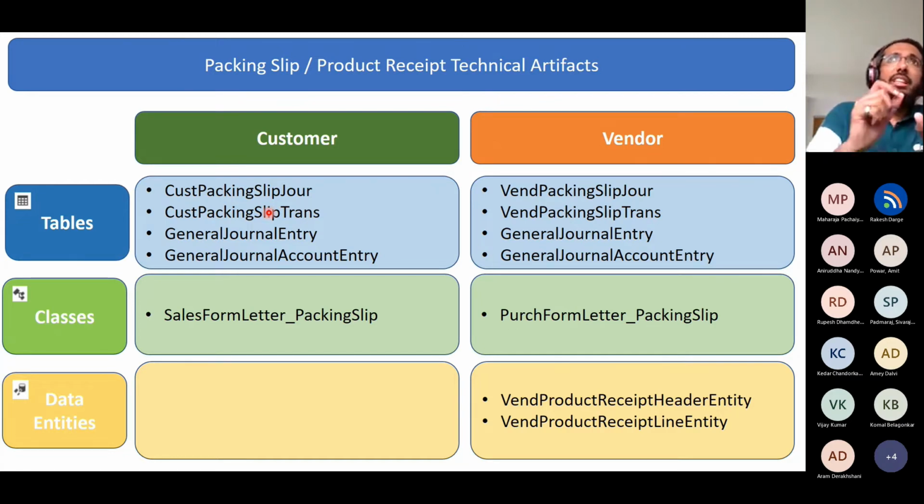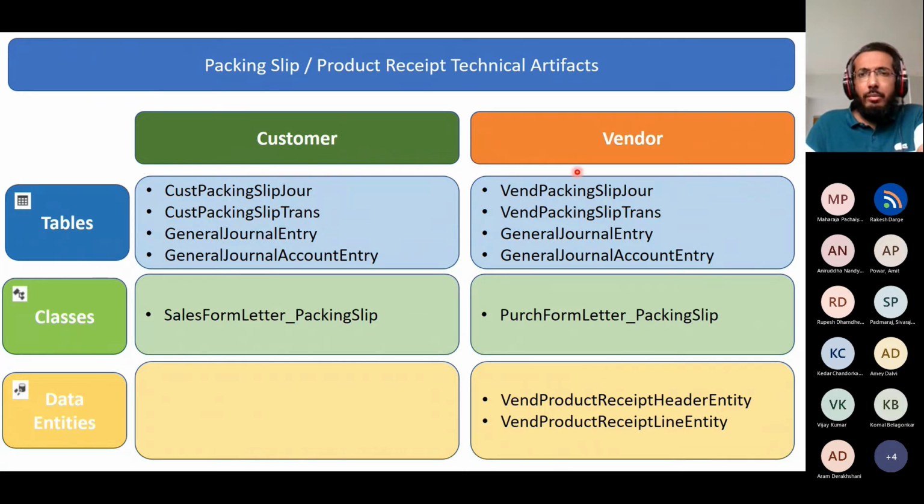But in certain cases, even for a packing slip, you actually require to post some financial transactions to some ledger accounts. You need to hit those ledger accounts in terms of increasing or decreasing the inventory. For that purpose, these two tables are the primary source of holding those transactions: GeneralJournalEntry and GeneralJournalAccountEntry. All right. There are more tables associated with this, but on a primary note, these are the actual tables which hold these financial transactions behind the scene.